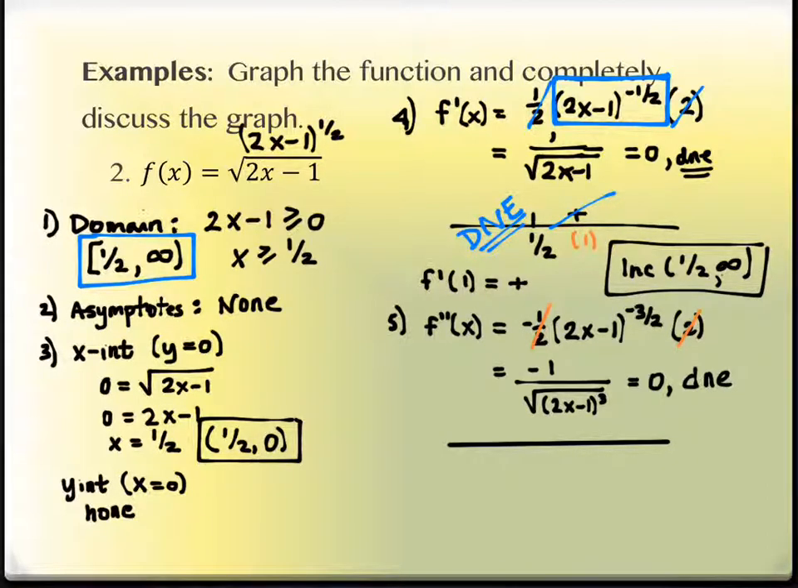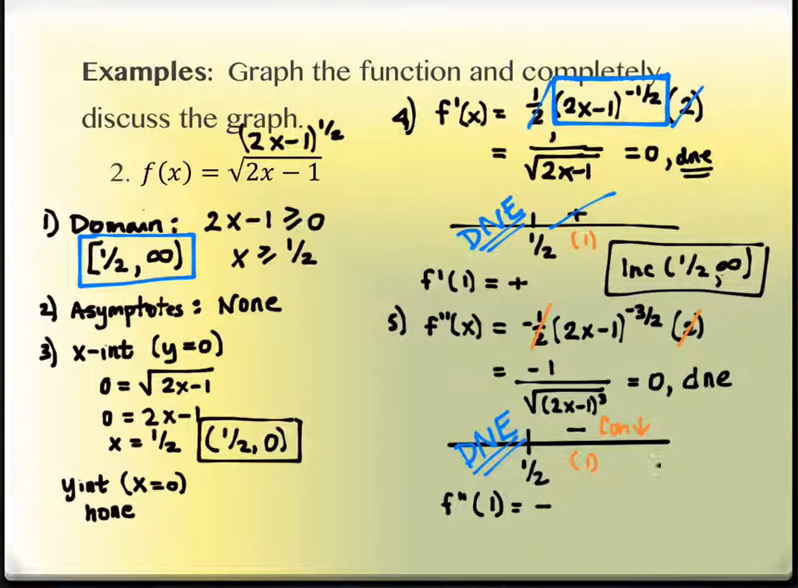So we have 1/2. What do you tell me about the values on the left-hand side of 1/2? They don't exist. They're not in our domain, so we're not testing anything over there. We will test a value on the right-hand side of 1/2, maybe 1. We've tested it already. But we're going to test it this time in the second derivative. So what is f double prime of 1? In particular, is it positive or negative? It's actually a negative this time. So what does this negative tell me about the graph? It's concave down.